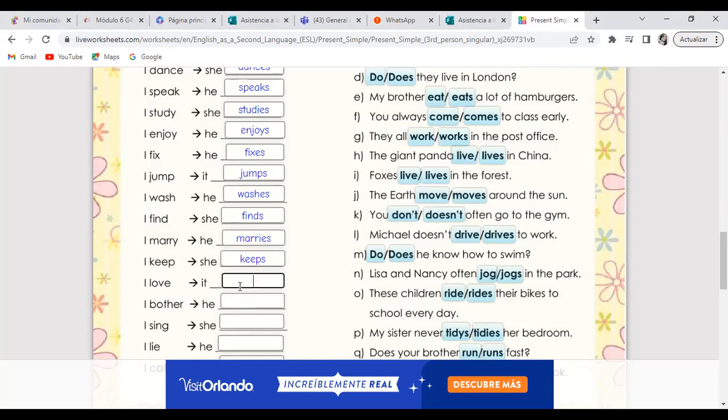Next, love. My dog loves it when I take it for a walk. Loves, right. We only add an S. Yes, loves, okay. Bother. Okay, Arlette. What about bother? Bother means molestar.